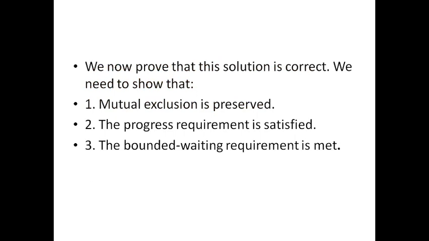So we now prove that this solution is correct. What we need to do next is prove that this is an acceptable solution, because we saw that for a mutual exclusion solution to be acceptable, it has to have these 3 conditions. Mutual exclusion is preserved, progress requirement is satisfied, bounded waiting requirement is also met. We have elaborately dealt with the first aspect, that is, mutual exclusion is provided in all the possible conditions. So we don't need to analyze that. We have to only focus on the second and third requirements.